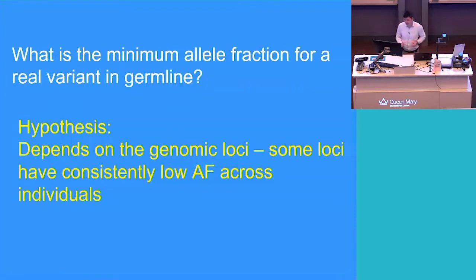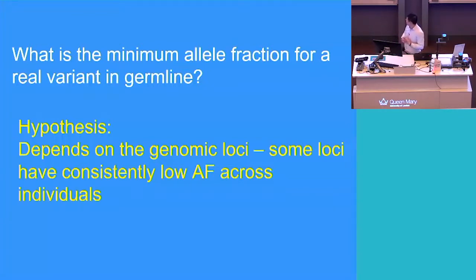So we decided, instead of looking at the algorithms and how they called the variants, to look at the allele fractions more closely, and we want to answer the question: what is the minimum allele fraction for a real variant? First, in the germline, because in the somatic case it's a little more tricky, as there could be subclonal mutations, right? So, a more basic question, we decided to focus just on the germline. What is the minimum allele fraction?